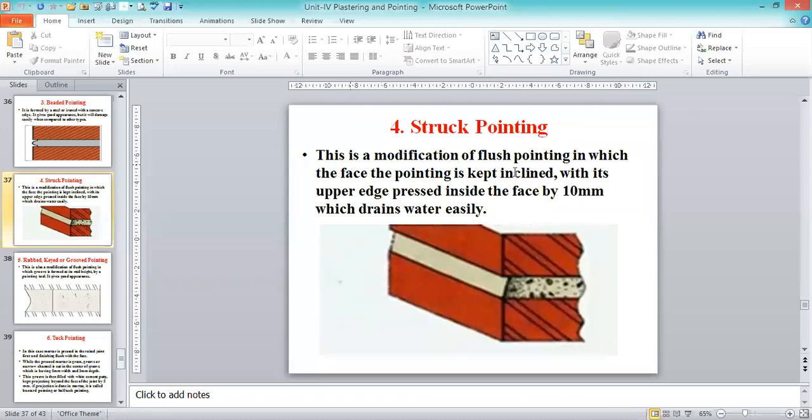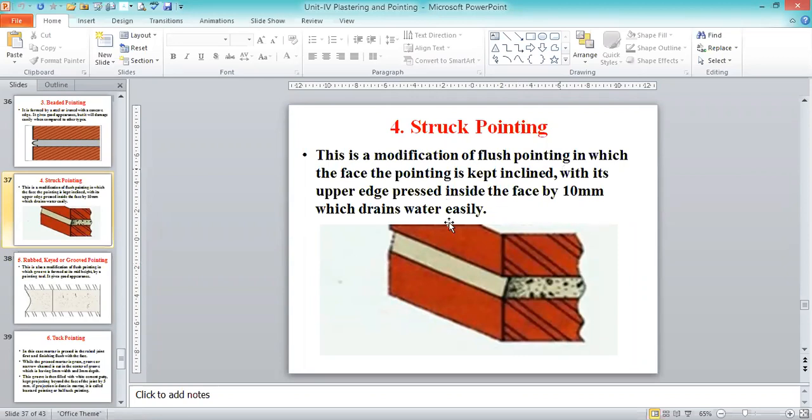This is a modification of flush pointing in which the face of the pointing is kept inclined. We can see that inclination, and also its upper edge is pressed inside the face by 10 mm, which drains water easily. Here also we leave some space behind. Once you go for the inclination, the vertical part will have a gap. If it is perfectly vertical, no space is left behind. We start from the edge itself, as in flush pointing and recessed pointing. In struck pointing we make some angle, and the mortar is filled into the joint. That is known as struck pointing, a modification of flush pointing.